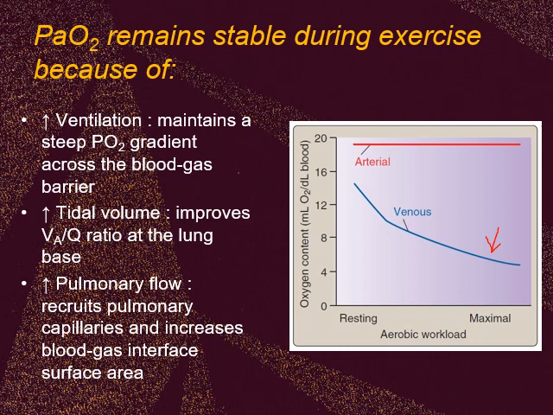This figure shows you that the partial pressure of oxygen in venous blood decreases during exercise. This decrease will simply increase the gradient at the alveoli.